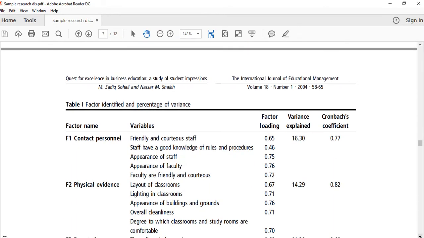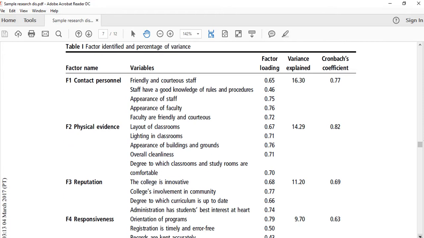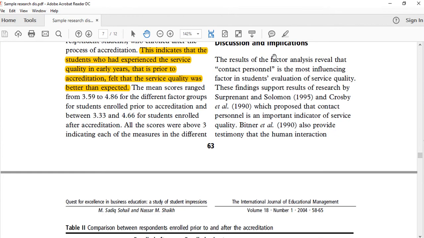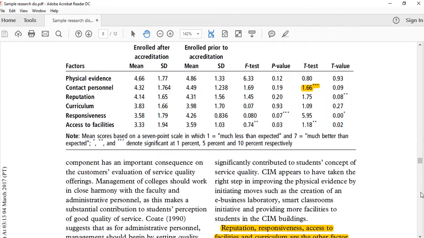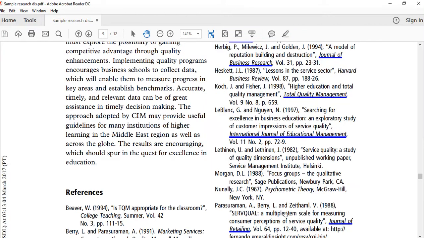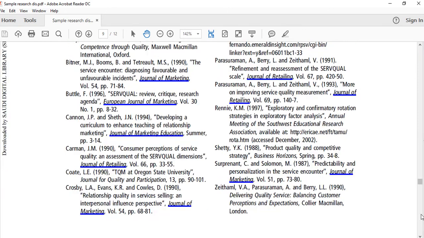So you can see here, friends, now contact factor name, variables, and then this is statistical analysis we will learn later. And finally, there will be a section called discussion and implications, and this will complete the article. References give you the full details of where you can find these articles, the articles that they have used.